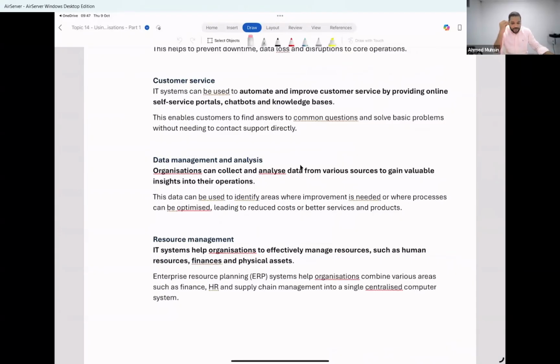IT systems can be used to automate and improve customer service by providing online self-service portals, chatbots, and knowledge bases. This knowledge base, guys, very much later in the lesson, I'll be showing you all a real life example. So now I will not show it, but can you guys go through this? You can use a computer system to have automated chats with the customer, chatbots. Keep reading it. This enables customers to find answers to common questions and solve basic problems without needing to contact support directly.